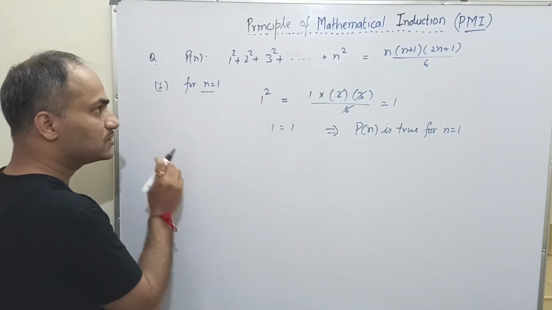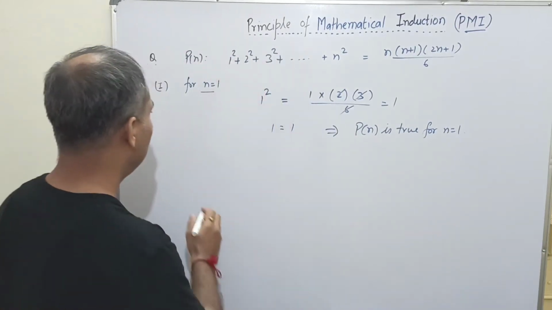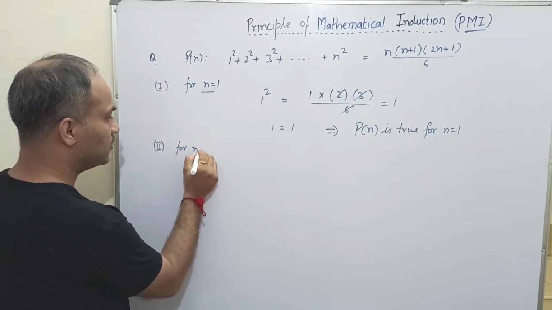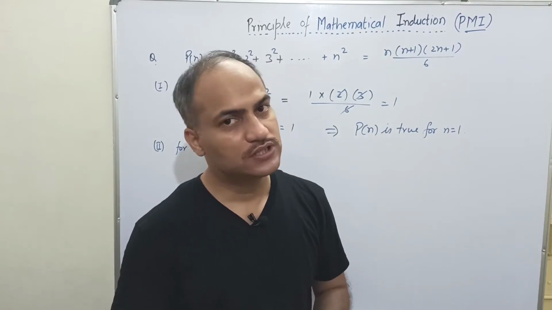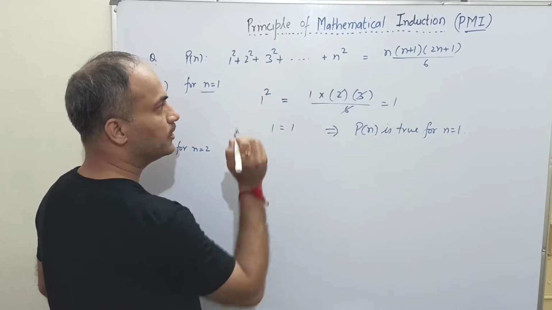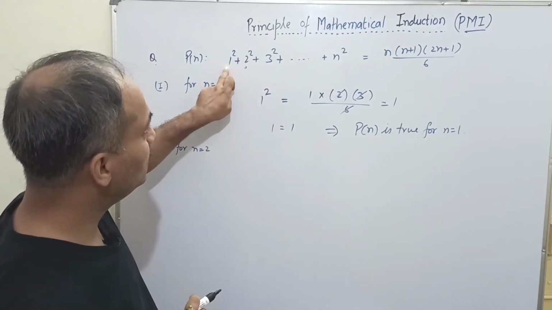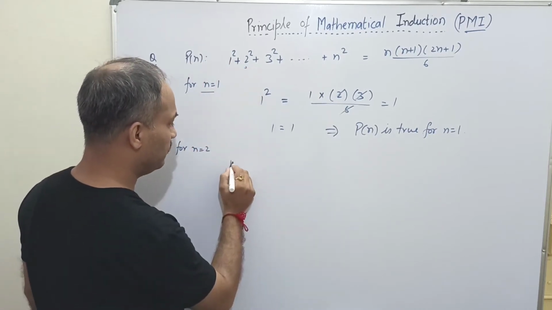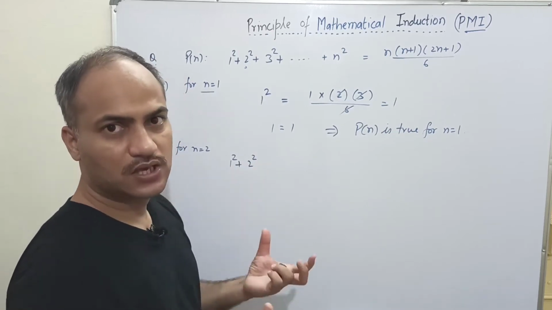Now to understand the method, let me do it one more time. Let me take one more number, n equal to 2. Suppose we are checking for n equal to 2, then let us see what happens. We put n equal to 2 here, so we add the first term as well as the second term. So this will be 1 square and 2 square. These two terms will be combined.